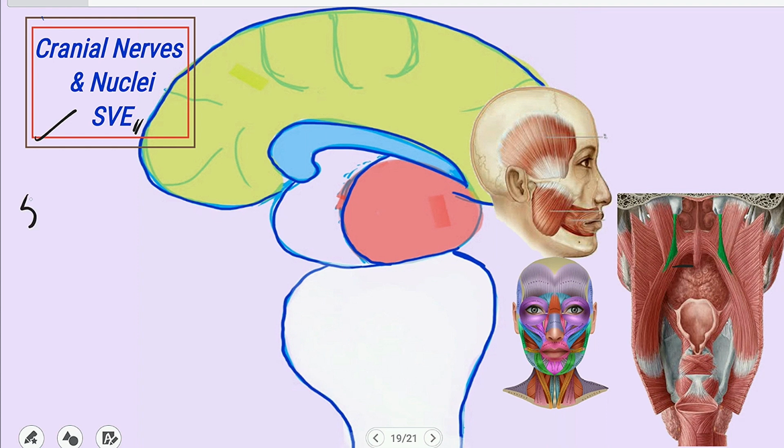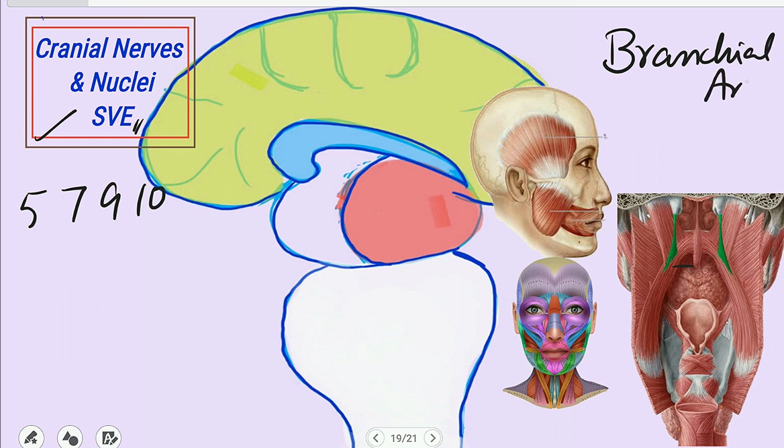These cranial nerves are cranial nerve number 5, 7, 9 and 10. The special visceral efferent component is about the special muscles of the branchial arches or the pharyngeal arches. We've got four branchial arches. Arch 1 gives rise to the muscles of mastication, arch 2 gives rise to the muscles of facial expression, and arch 3, 4 and 6, there is no fifth arch, give rise to the muscles of the soft palate, muscles of the pharynx and muscles of the larynx.